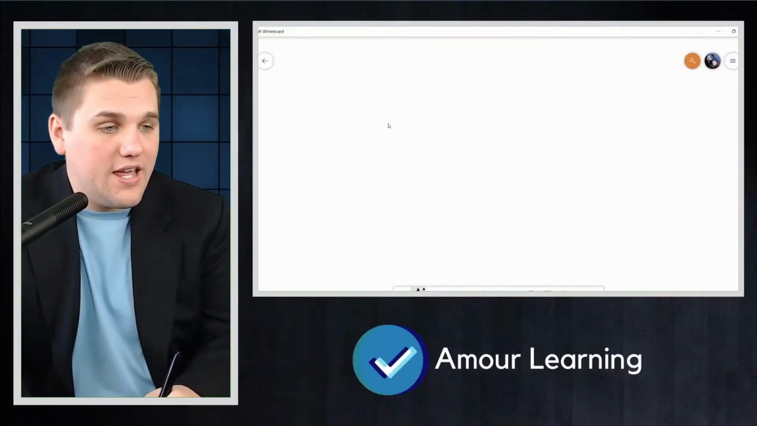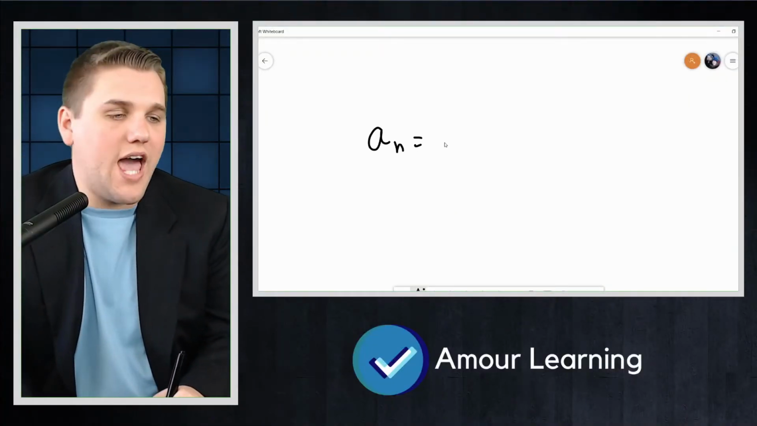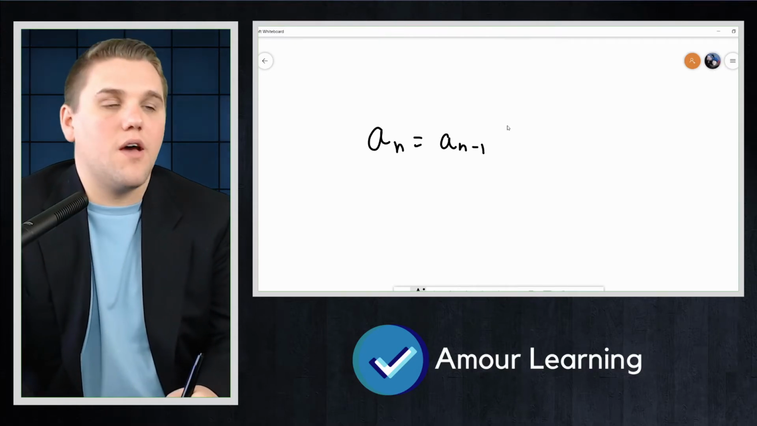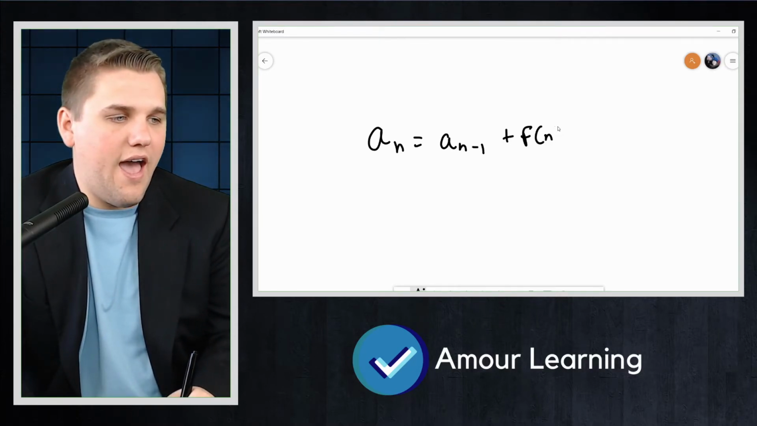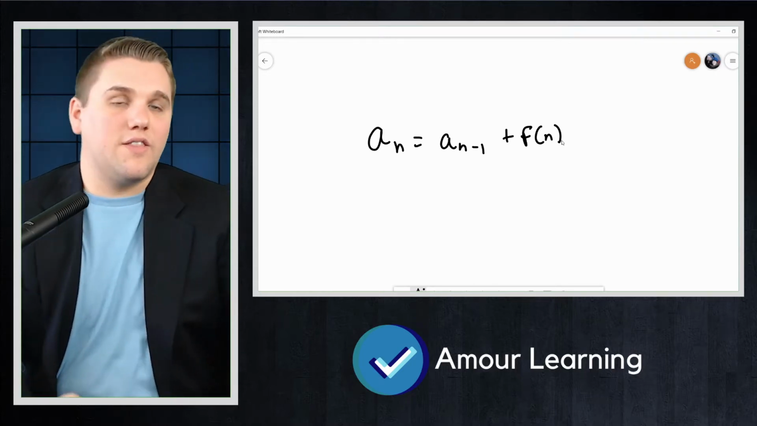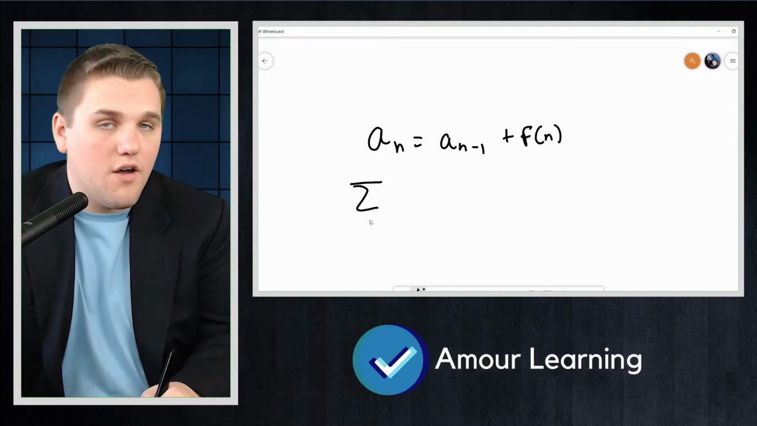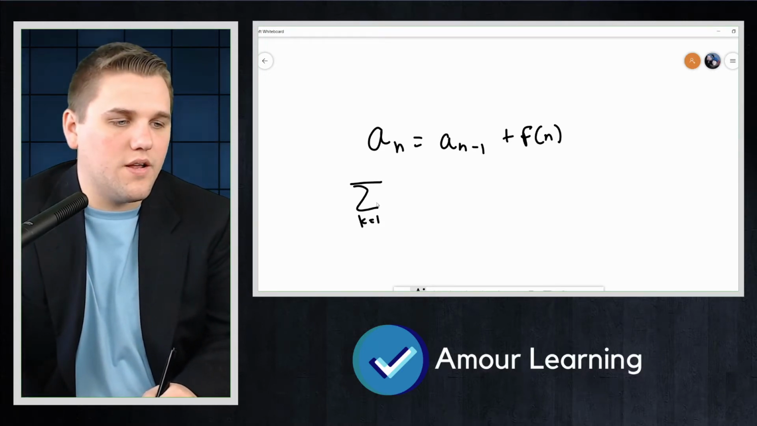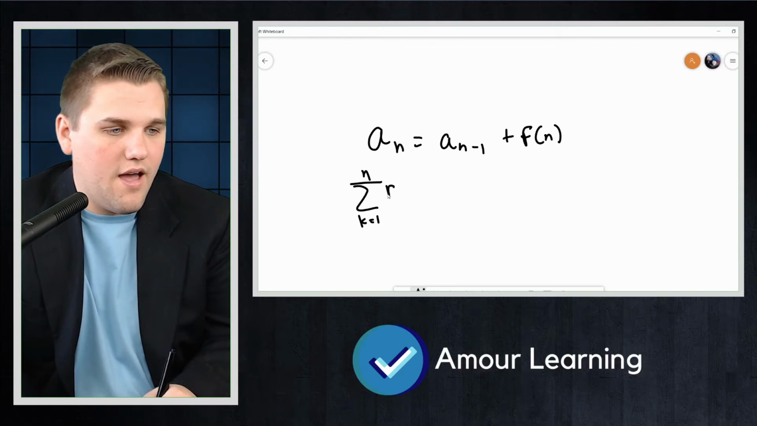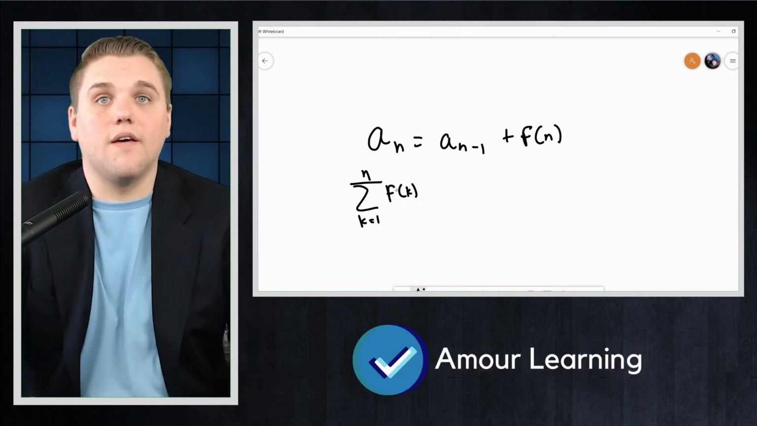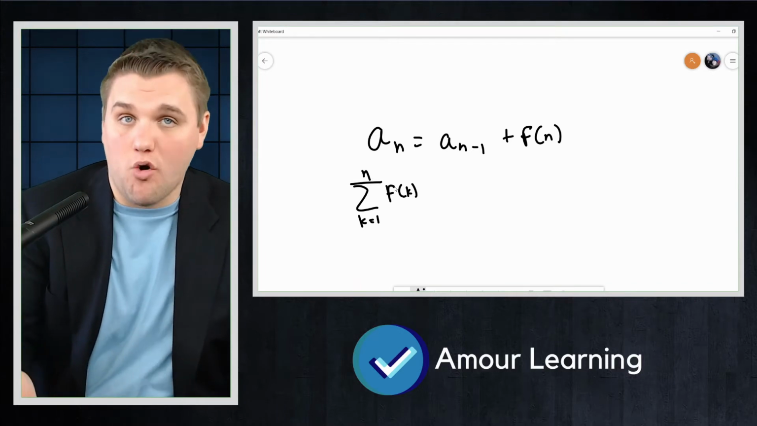In the last video, we discussed how to solve recurrence relations using telescoping sequences. In particular, we went through an example to show a way to solve recurrence relations of the form a_n = a_{n-1} + f_n, where the sum from k equals 1 to n of f_k has a known closed formula.